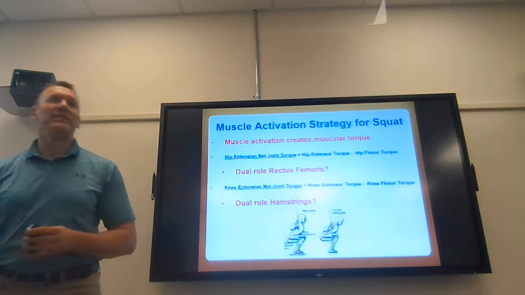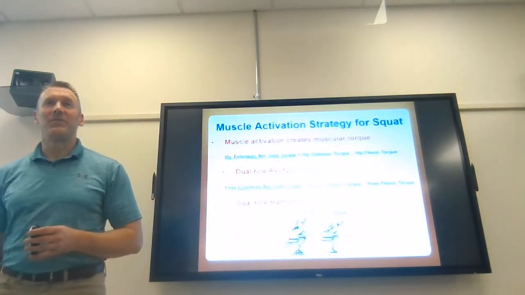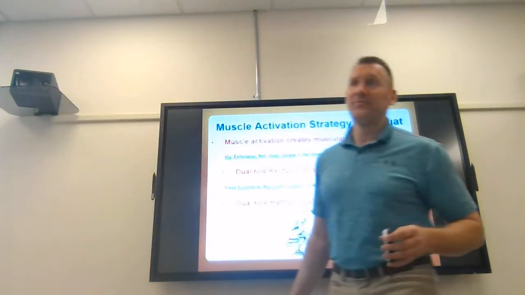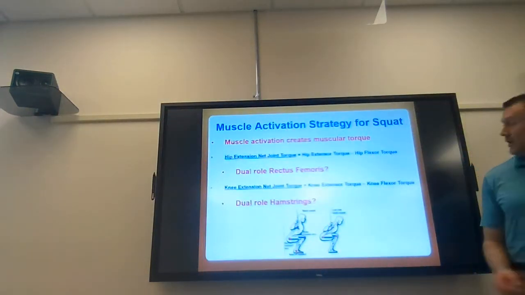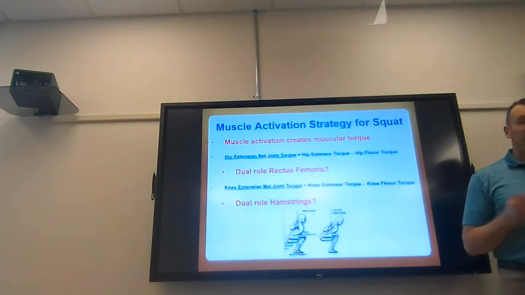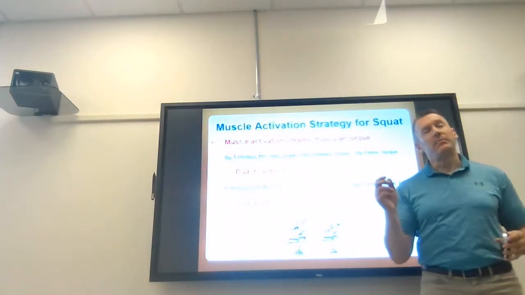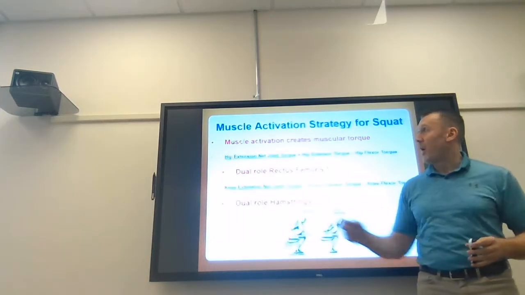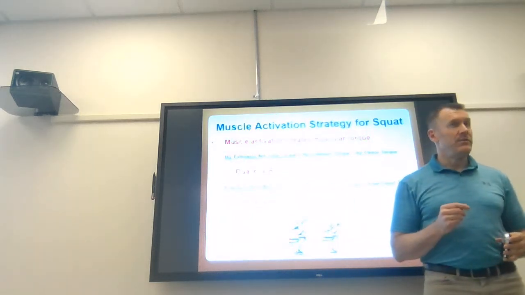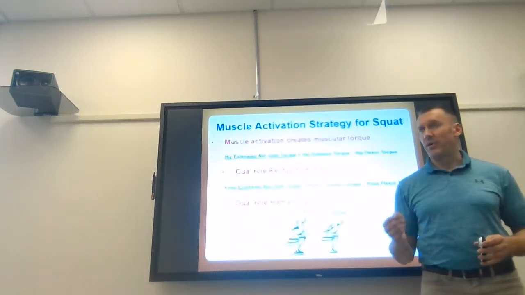Yeah, because what do you want the knees to do during a squat? You want the knees to extend, right? You don't want the knees to flex. So we have two competing torques. We have the hamstrings, which extend the hip, which is okay, because we want hip extension. But the hamstrings also create flexor torque at the knee joint, which is a problem.